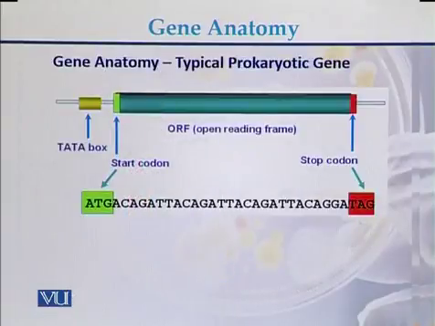This is the gene anatomy of a typical prokaryotic gene, in which we can see the open reading frame that starts with the start codon, and here is the start codon ATG, and the open reading frame ends with the stop codon, and the stop codon is TAG. In addition to the open reading frame, there is a region called the promoter region, where there is the TATA box. So this is the structure of a typical prokaryotic gene, in which there is an open reading frame, a start codon, a stop codon, and promoter regions.